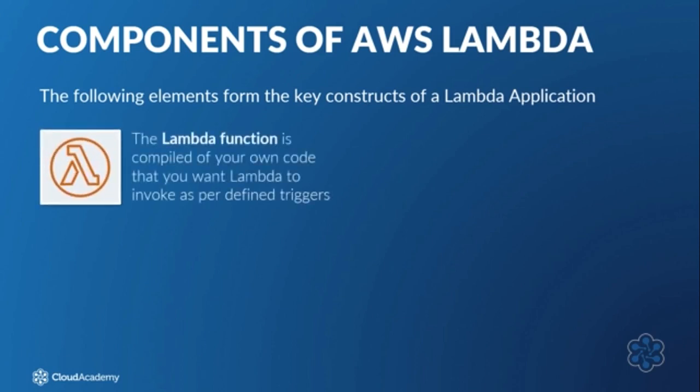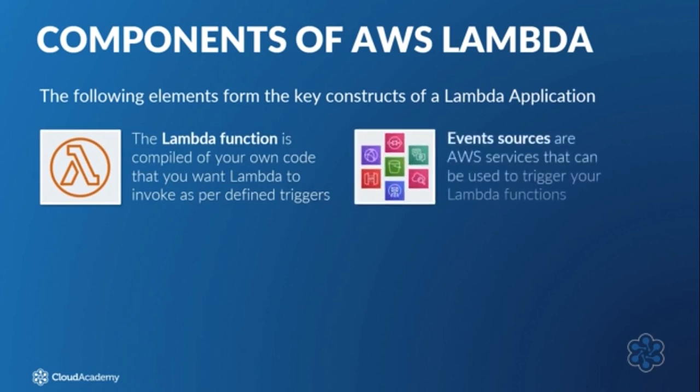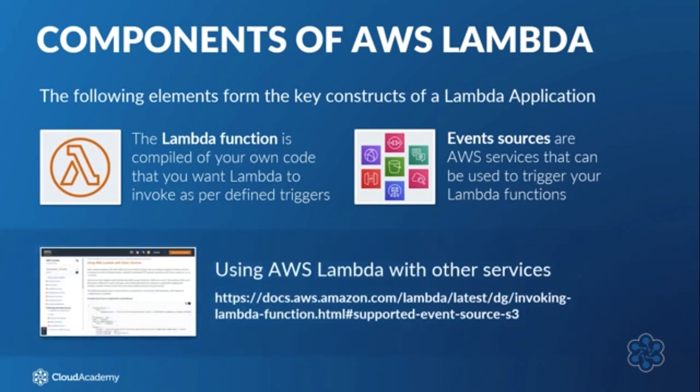The Lambda function is composed of your own code that you want Lambda to invoke as per defined triggers. Event source. Event sources are AWS services that can be used to trigger your Lambda functions. Or put another way, they produce the events that your Lambda function essentially responds to by invoking it. For a comprehensive list of these event sources, please see the following link on the screen.